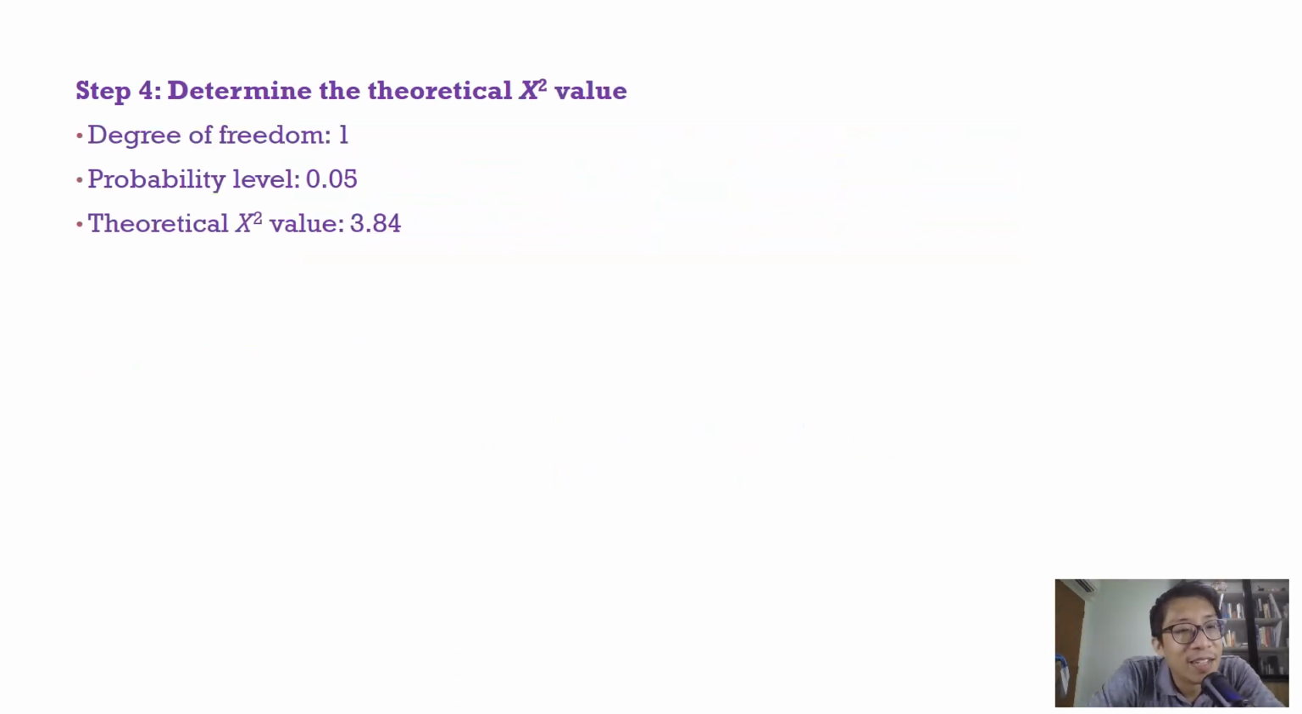Next, we will find the theoretical chi-square value using the table of probability. Recall that there are two ways to use the table of probability. We are using the first method, comparing with the theoretical chi-square value. There are two phenotypes, so the degree of freedom is 2 minus 1, which is 1. We know that the standard probability is 0.05, so using the table, your theoretical chi-square value is 3.84.